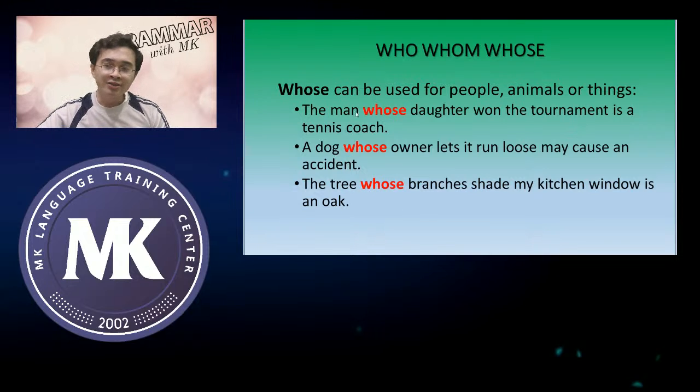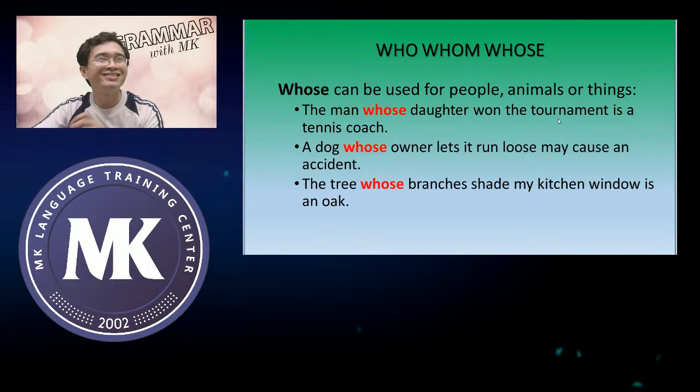As you notice here, we have the man. So this man is a father, I believe, because this man has a daughter. So if you notice, we have whose here, and this man possessed or has his daughter, so we can use whose there after the man to make it a relative clause, or to use the whose as a relative pronoun. So we can say the man whose daughter won the tournament is a tennis coach.